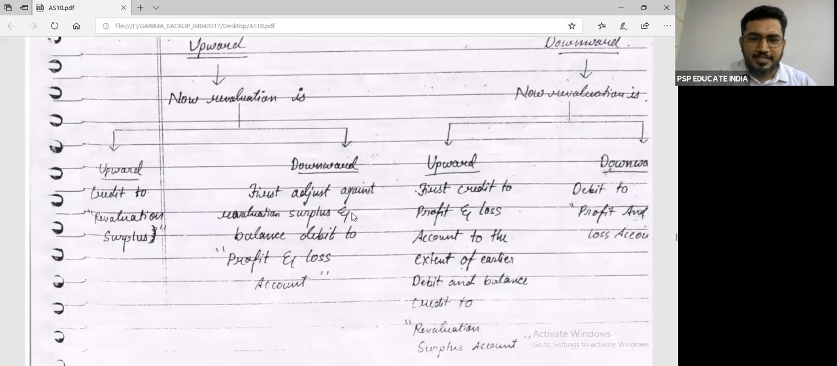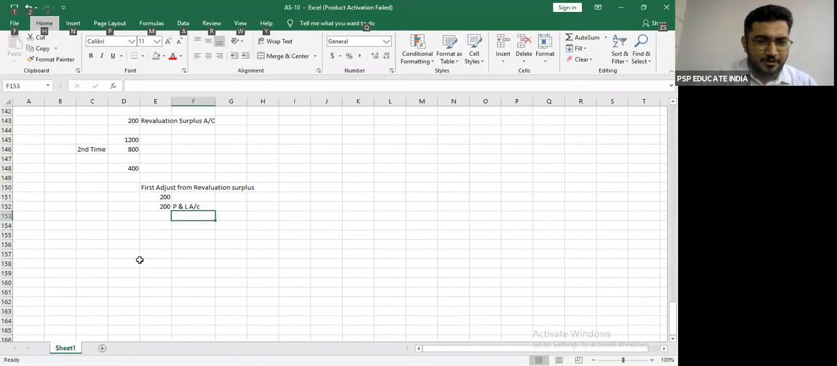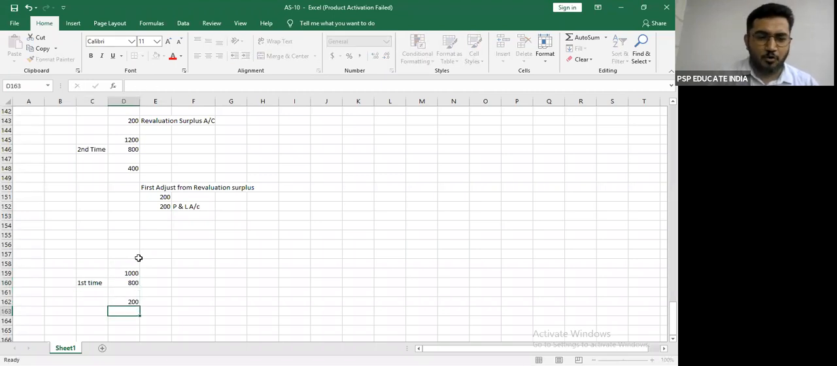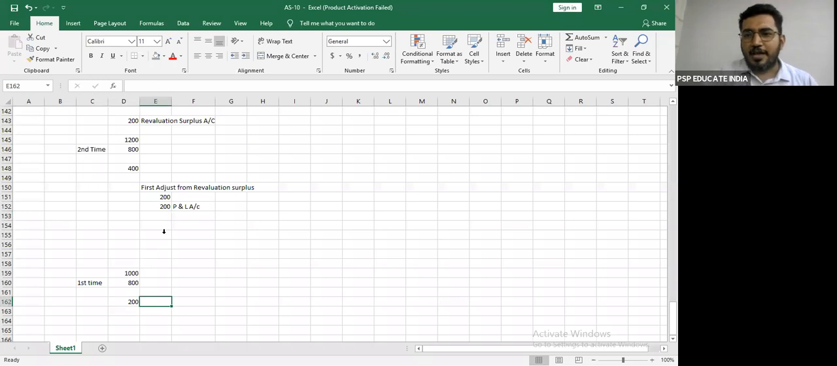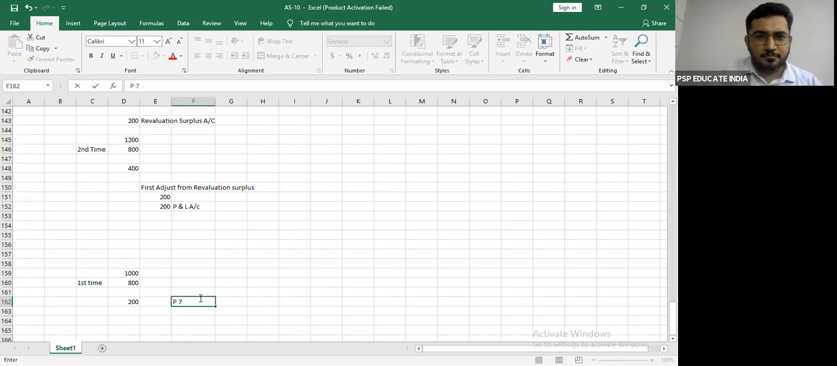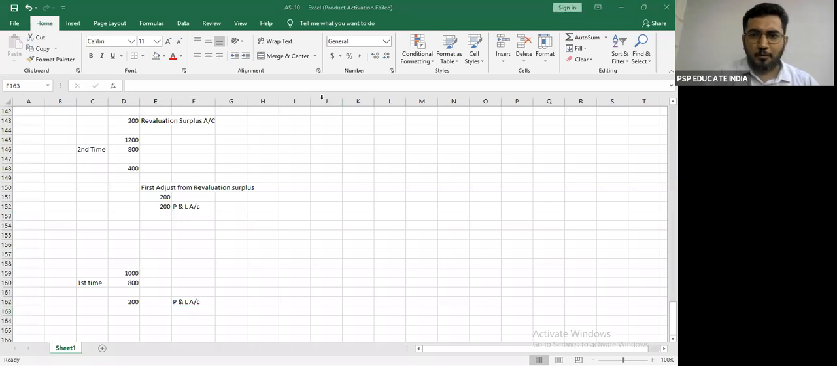Let us take another example over here. Let's take a similar example. Say for example, the value of the asset is 1000. First time value becomes 800. Quickly everyone on the chat box, where will the loss of 200 go? Profit and loss account. So you have over here profit and loss account.